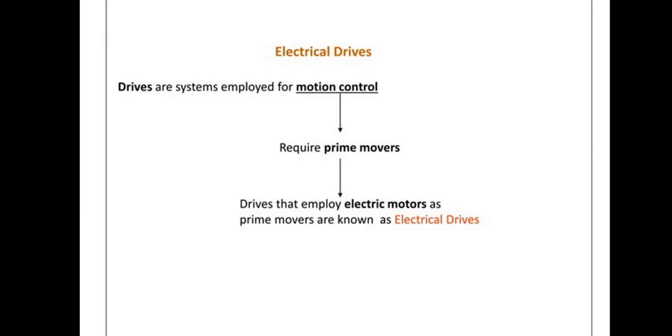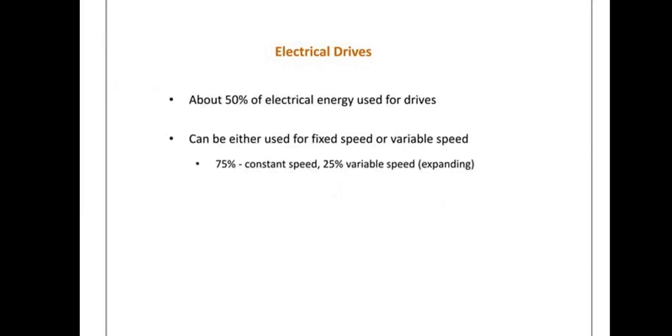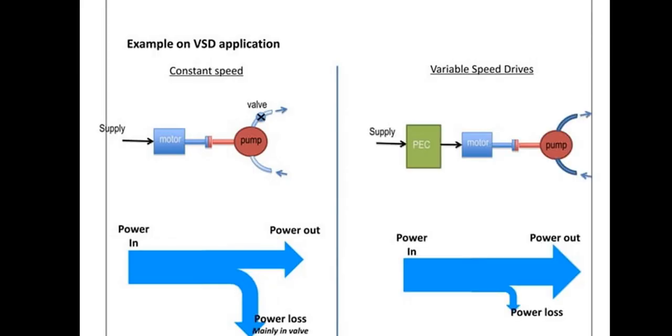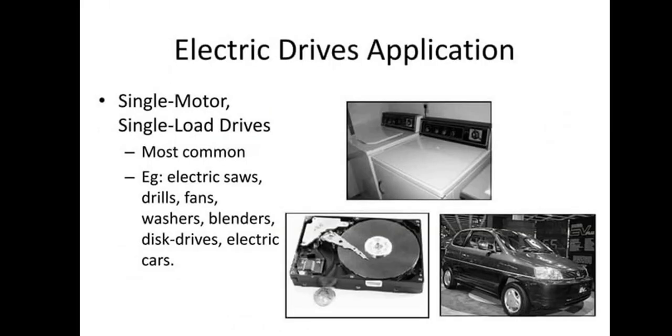And here, 50% of electrical energy is used for drives, which can be used for either fixed or variable speed. 75% of applications use constant speed and 25% use variable speed. Here is an example of variable speed drive applications, and the figure shows the VSD application. Next we are going to discuss the applications of electrical drives.